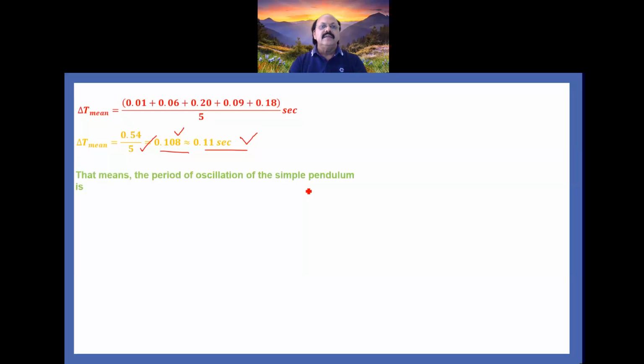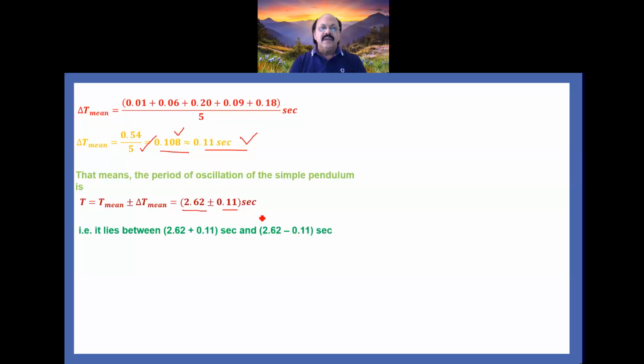Its meaning is that the period of oscillation of the simple pendulum is capital T equal to T mean plus minus delta T mean. Means you have to write the final expression in terms of the mean absolute error. So T mean is the true value, that is the arithmetic mean. So it is the true value 2.62 plus minus the mean absolute error 0.11 second.